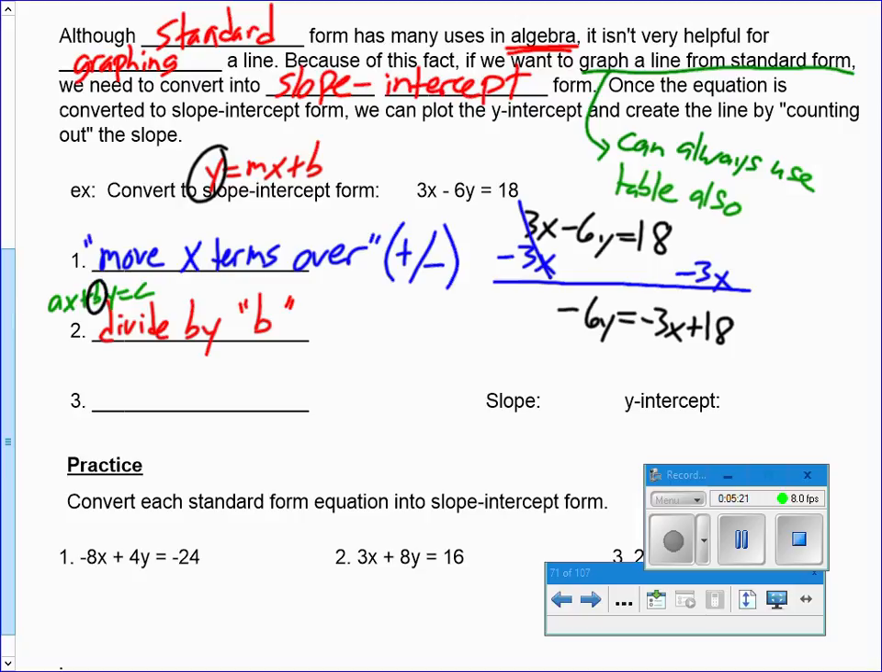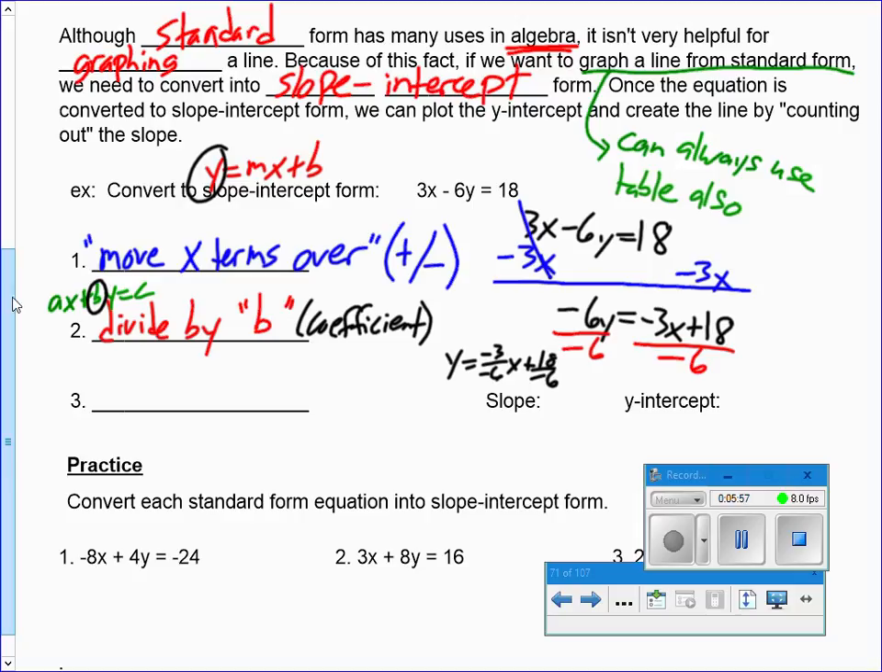That's called a coefficient. So in this problem, that b is -6. So we're going to divide by -6 on both sides. So what's left now is y equals -3 over -6x plus 18 over -6.